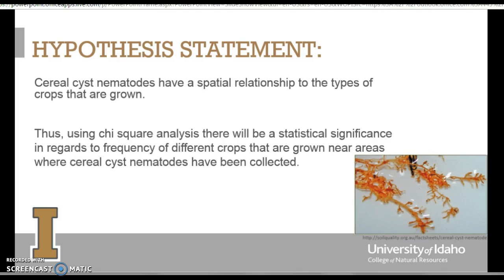For my hypothesis, I thought that cereal cyst nematodes should have a spatial relationship to the types of crops that are grown near them. Thus, using the chi-square analysis, there will be a statistical significance in regards to the frequency of different crops that are grown near areas where cereal cyst nematodes have been collected.